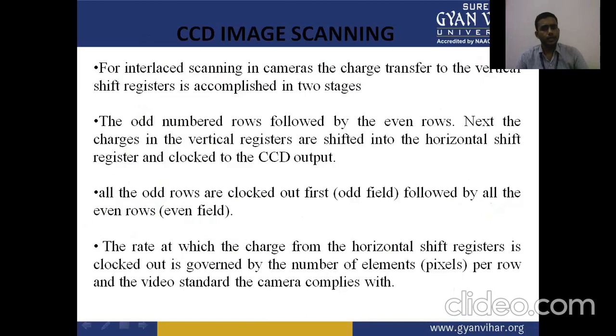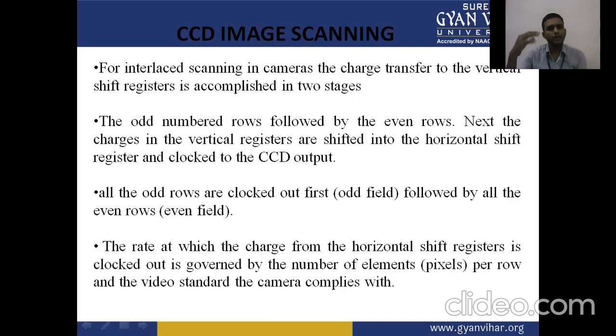For interlaced scanning in the cameras, the charge transfer to the vertical shift register is accomplished in two stages: the odd number rows followed by the even rows. Next, the charges in the vertical registers are shifted into the horizontal shift registers and clocked to the CCD output. All the odd rows are clocked out first, followed by the even rows.